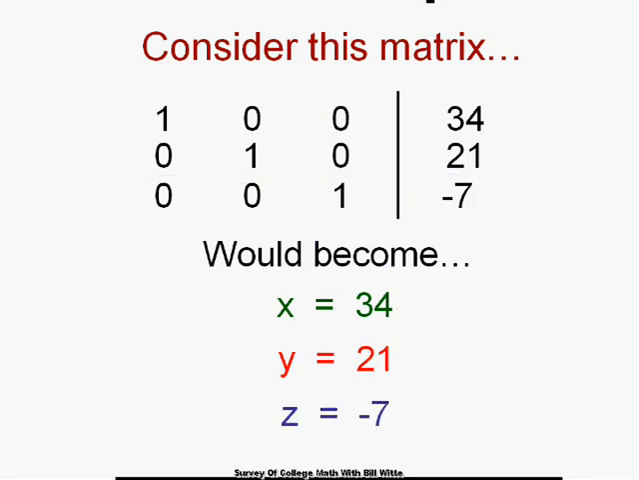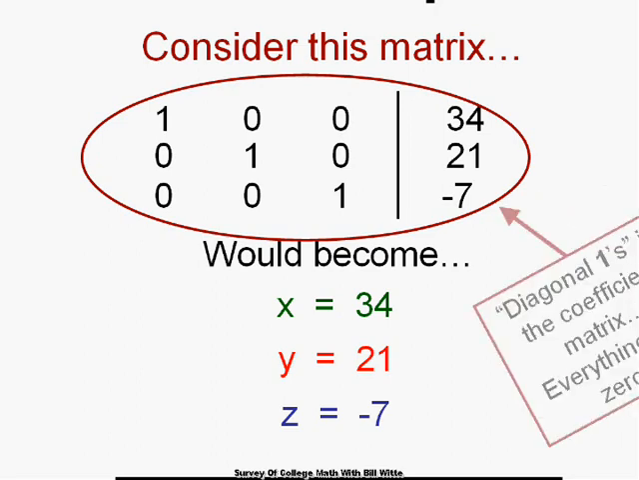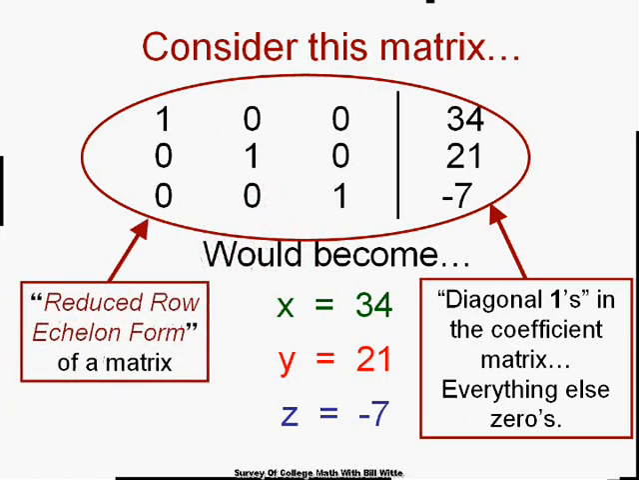Now, this is a very special matrix. When the coefficient matrix is a bunch of diagonal ones and everything else zero, it's going to be of great use because you're going to know, as you can see, what x, y, and z are. We call that, when we have a diagonal of ones and everything else zeros in the coefficient matrix, reduced row echelon form of a matrix. You can call it whatever you want, but it's basically the answer to the system because you know what x is, you know what y is, and you know what z is. And that's usually what you wanted to know, remember?